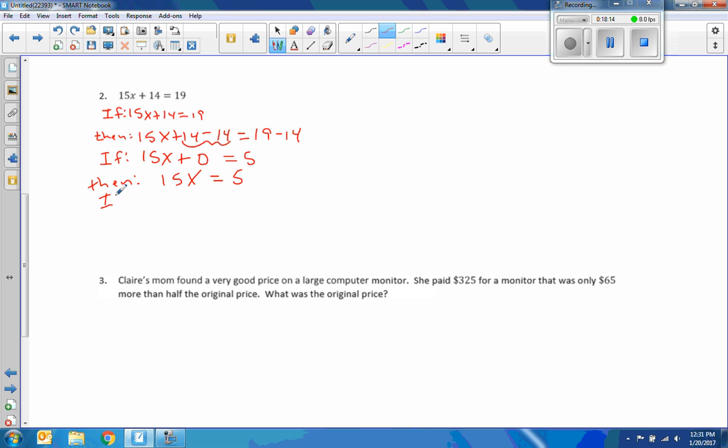If 15x equals 5, then 1/15 times 15x equals 1/15 times 5. So I'm just showing this as a multiplication of the reciprocal, same as dividing, okay?